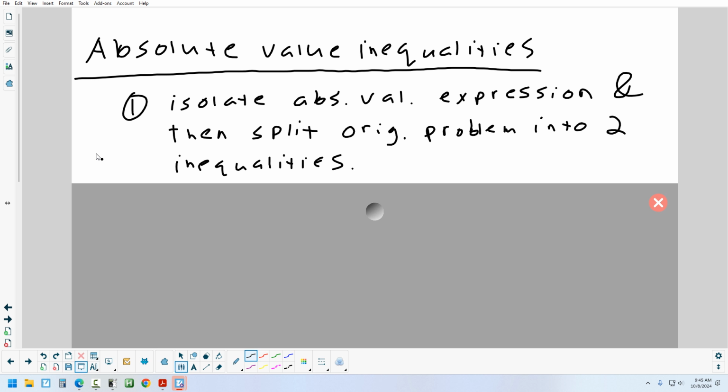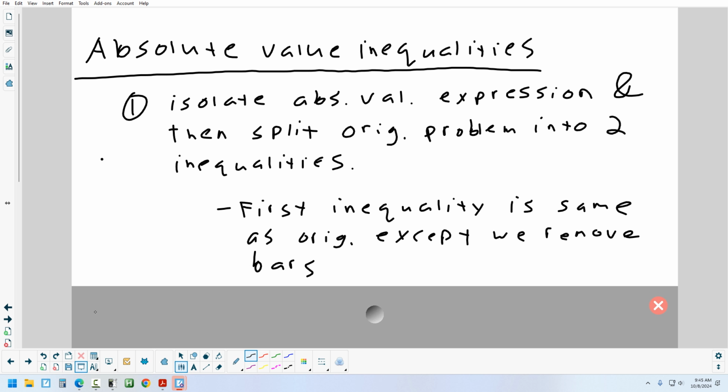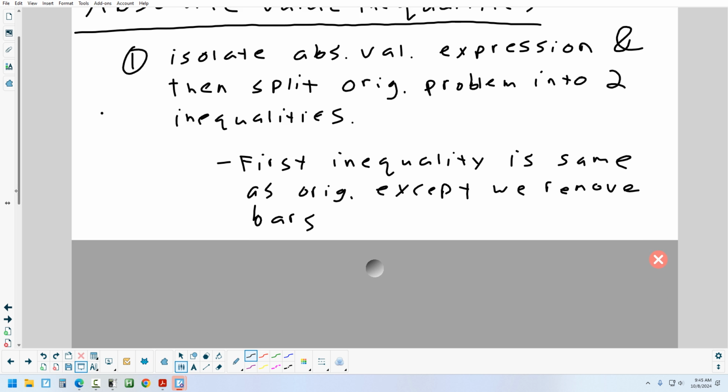Once you get it by itself, then we're going to split it up. Okay, the first inequality is exactly the same as the step I gave you yesterday for an equation. Just copy down the problem without the bars. So the first inequality is exactly the same as the problem I give you, just don't copy down the bars. Remove the bars.